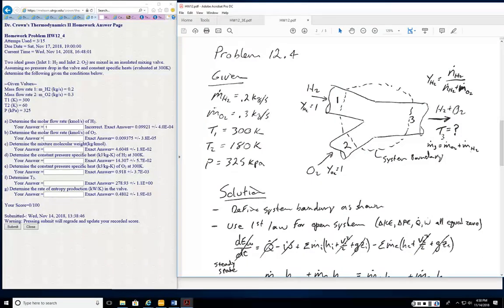So here at state 3, I would calculate the mole fraction of hydrogen as the molar flow rate of H2 over the molar flow rate of H2 and O2. So that's how I'm going to find the mole fraction at the exit.